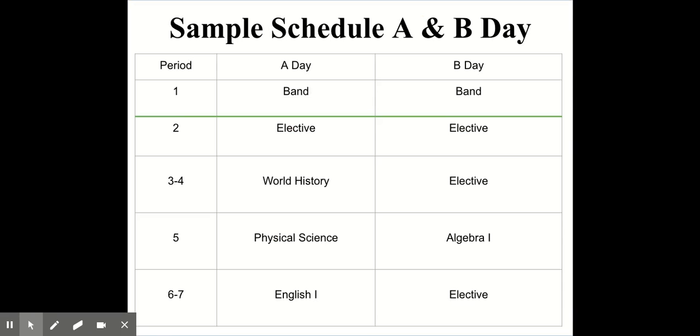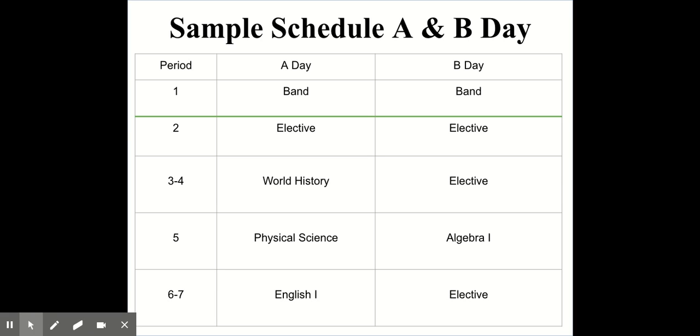This slide goes over a sample schedule of what a freshman may take here at the high school. So we operate on an A-day, B-day schedule. And what that means is it's a block schedule. So an A-day could be a Monday, for instance, where a particular freshman would come in first period and they have band. And then second period, they would have an elective. And then our third and fourth period, which is a block, they would have their world history.